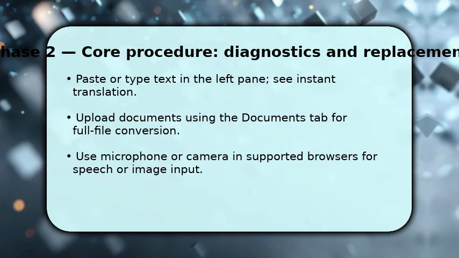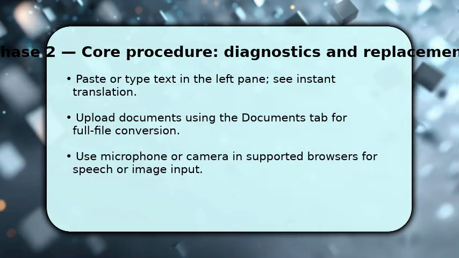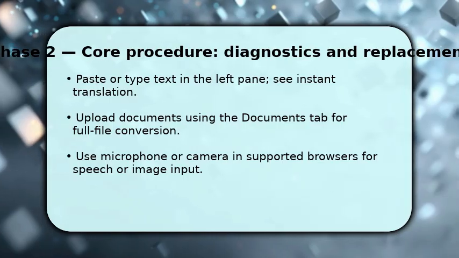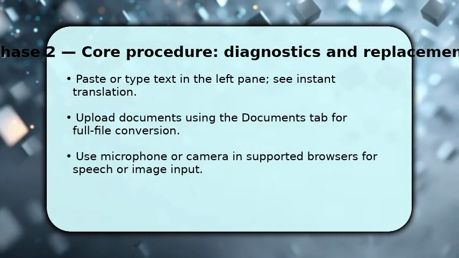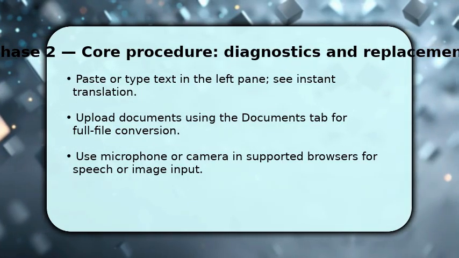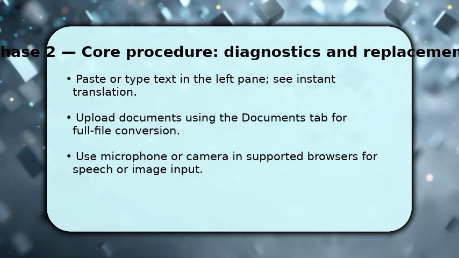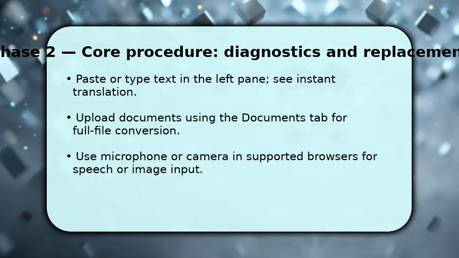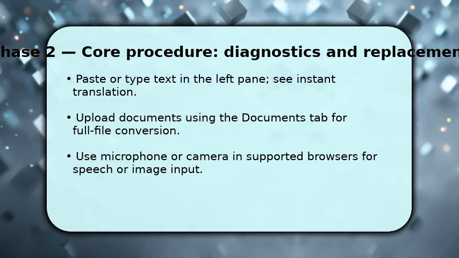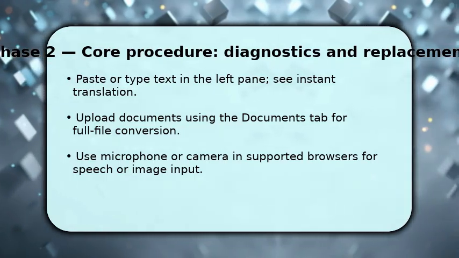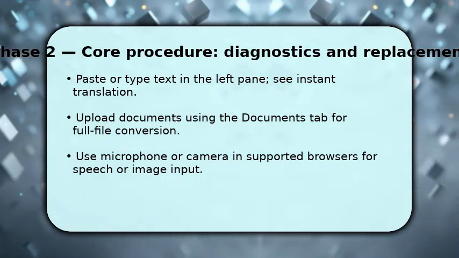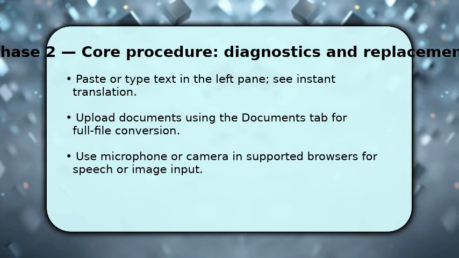For longer work, click Documents, upload a file like docx or PDF, and let Translate process the whole document. This preserves formatting more often than copying text. If you need spoken or visual translation, click the microphone or camera icons. Make sure your browser has permission to use the mic or camera so the input streams correctly.